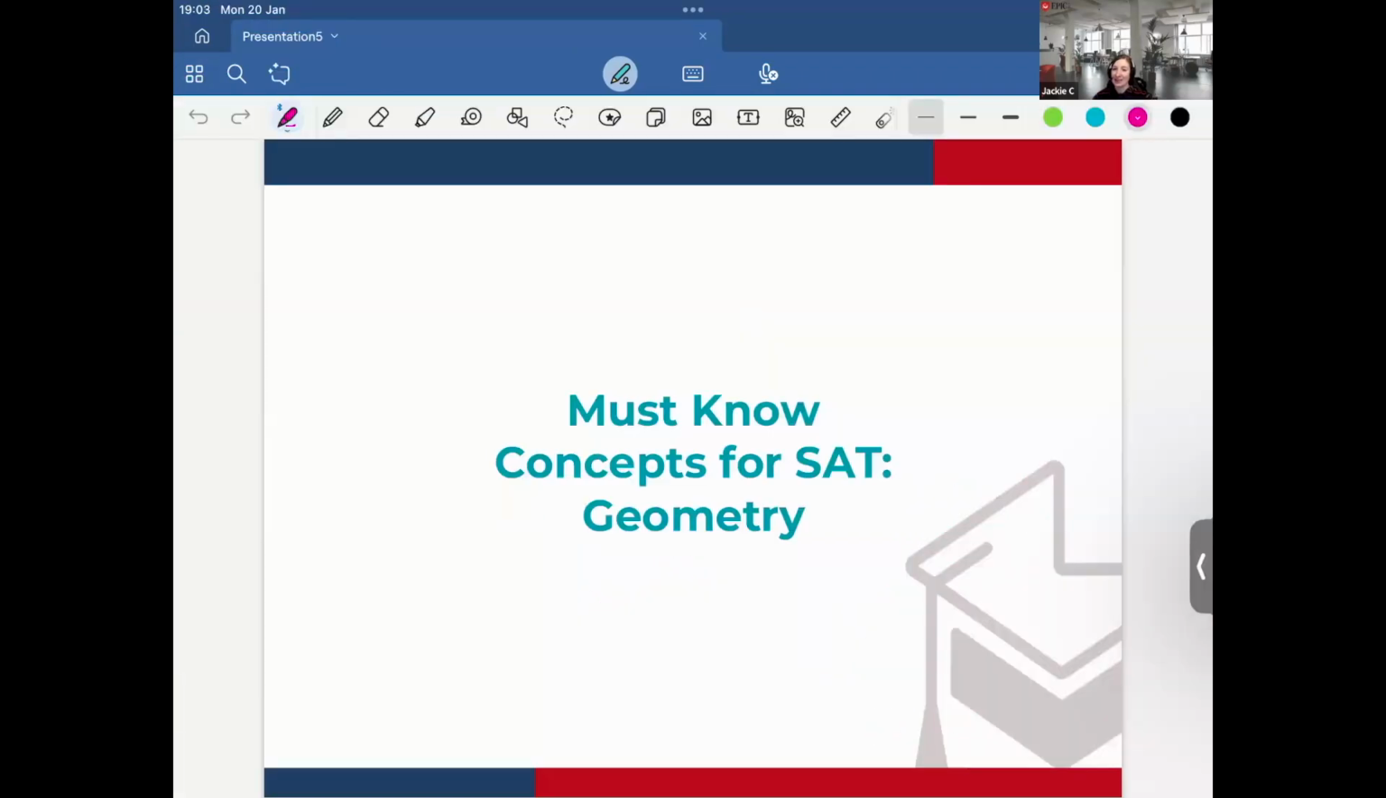Okay, those were a lot of geometry problems, but I think if you know all of these and you feel comfortable with them, you'll do amazing in the geometry questions on the SAT.